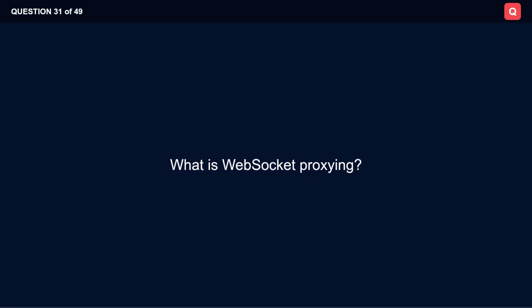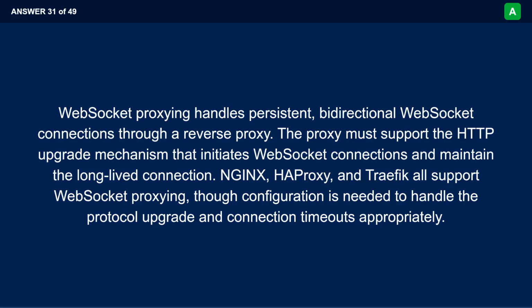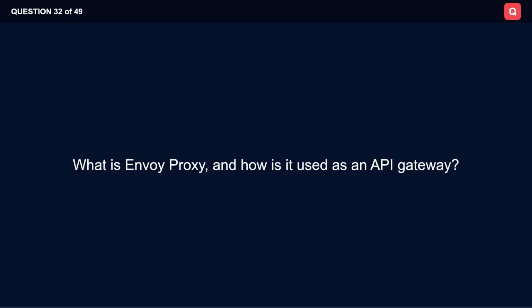What is WebSocket proxying? WebSocket proxying handles persistent, bidirectional WebSocket connections through a reverse proxy. The proxy must support the HTTP upgrade mechanism that initiates WebSocket connections and maintain the long-lived connection. NGINX, HAProxy, and Traefik all support WebSocket proxying, though configuration is needed to handle the protocol upgrade and connection timeouts appropriately.